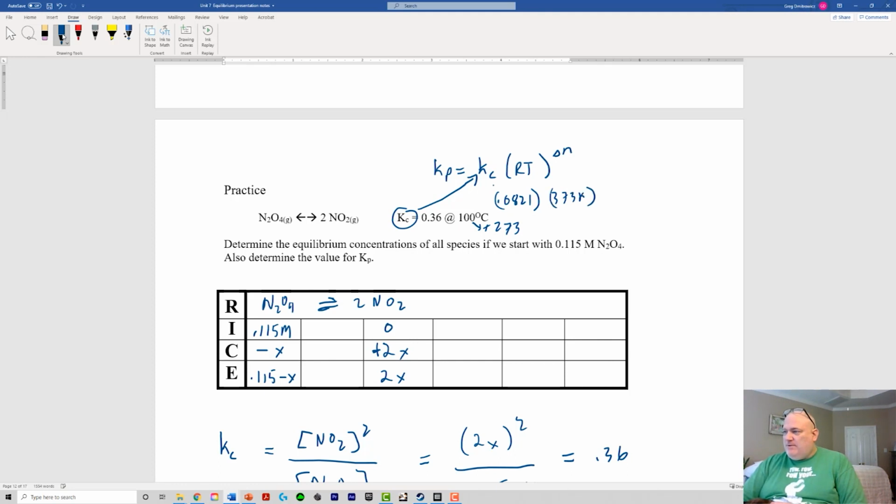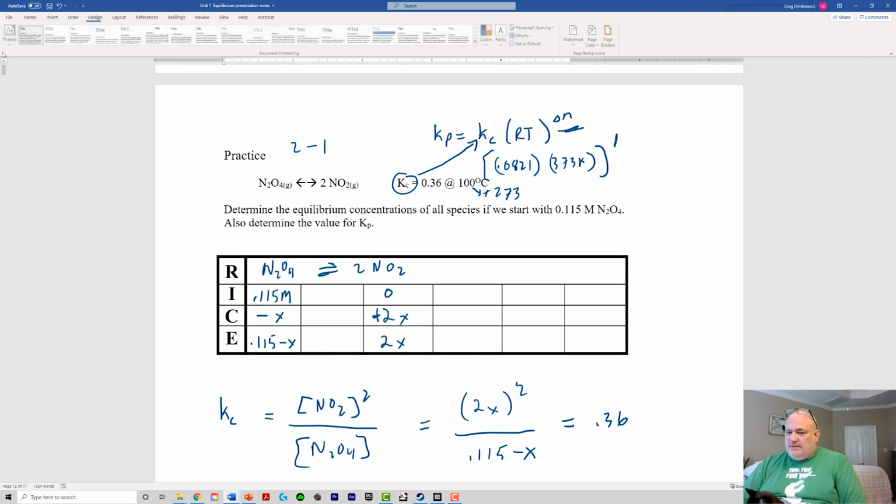And then the tricky part of this is that we're going to have to figure out change in n, and that's always our products, number of moles of gas, minus our reactants. So we have 2 here, and we have 1 here. What's 2 subtract 1? Yeah, it's 1, right? So in this case, we're going to take all this to the 1 times our Kc, and that'll give us our Kp value.